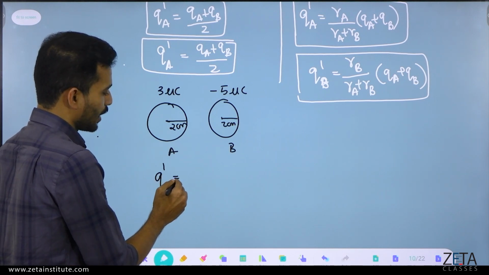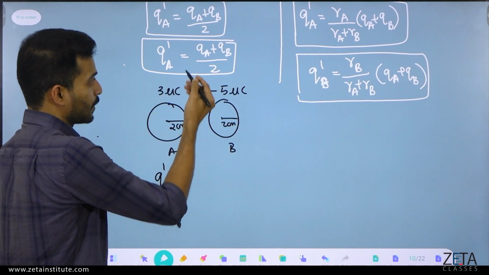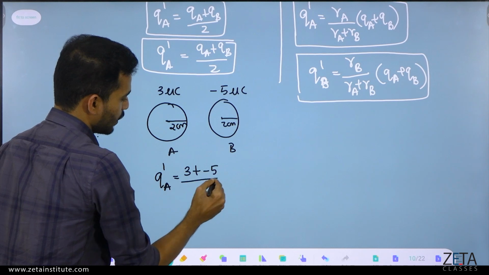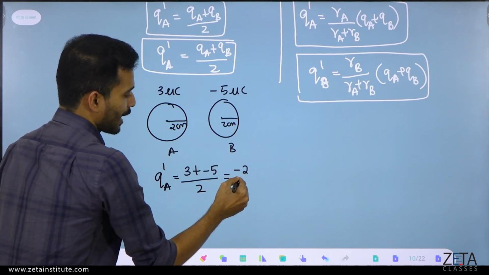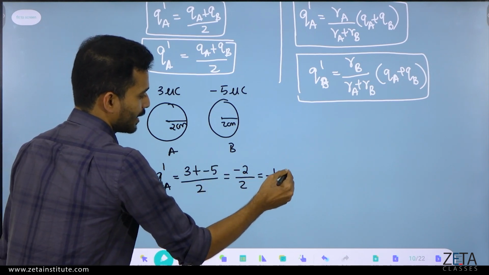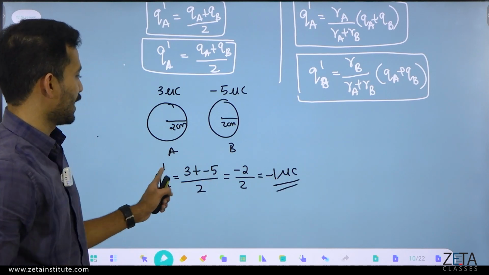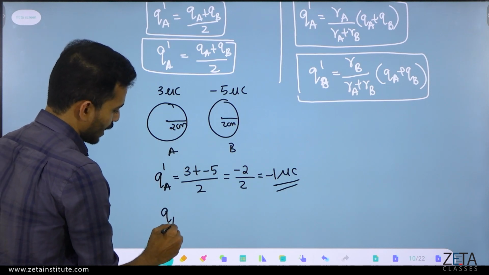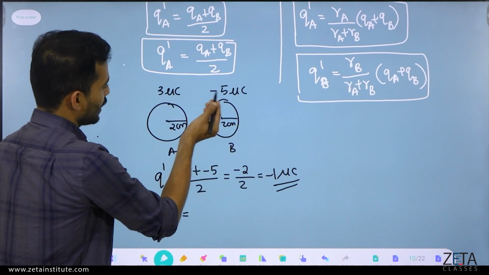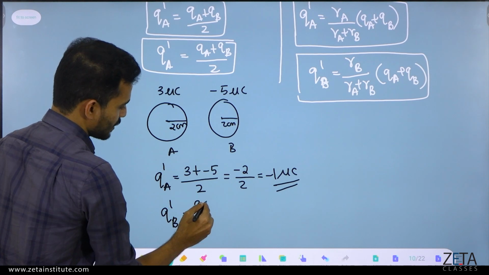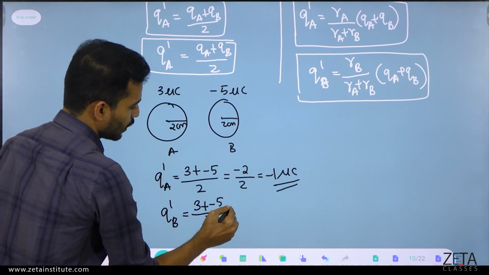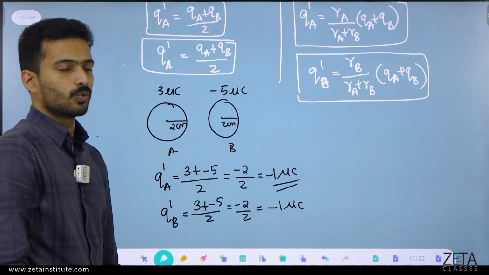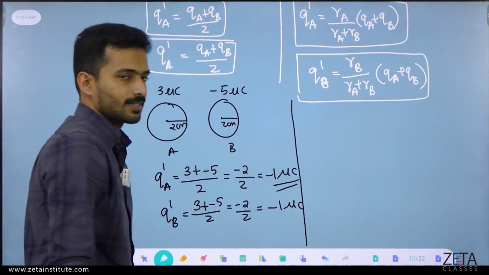That can be taken as QA dash is equal to (QA + QB) by 2, that is (3 + (-5)) by 2, that's equal to -2 by 2, which is equal to -1 microcoulomb. Charge on body A can be taken as -1 microcoulomb. What is the charge on B? That is (3 + (-5)) by 2 is equal to -2 by 2 is equal to -1 microcoulomb. So they are identical charges.